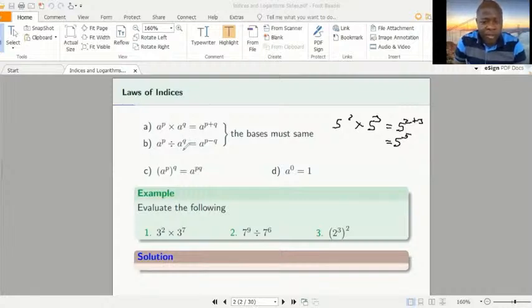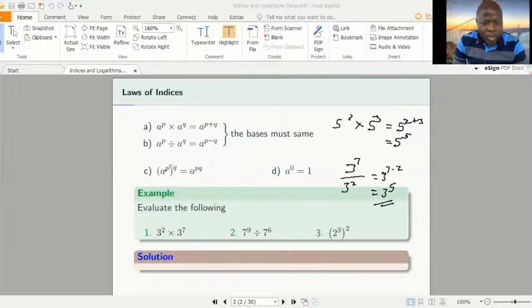And in cases of division, we subtract the indices. For instance, if I have a raised to p divided by a raised to q, then I have a raised to p minus q. For example, 3 raised to 7 divided by 3 raised to 2 is the same as 3 raised to 7 minus 2, or 3 raised to 5. So we subtract the powers in cases of division when we have the same bases.